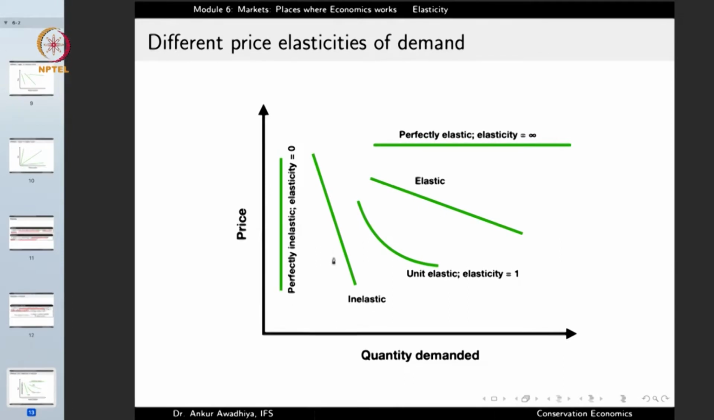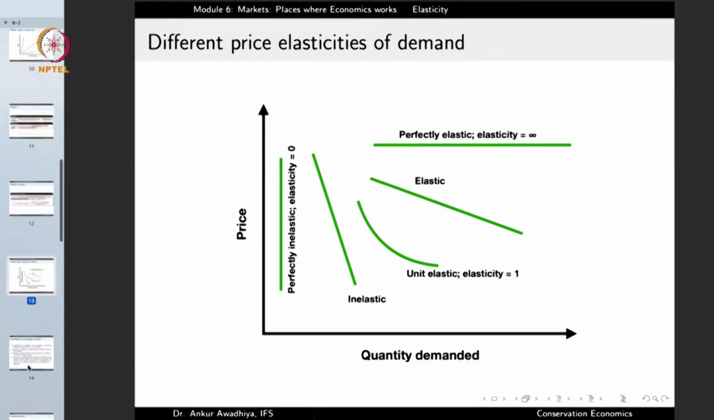Now, when you have a demand curve like this, it is not completely vertical, but it is more towards an inelastic demand shape than an elastic demand shape. So we will call this still an inelastic demand curve, but it is less inelastic than, say, this inelastic demand curve. This demand curve, we will say is more elastic than this, but it is less elastic than the perfectly elastic demand curve, which is completely horizontal. So these are different price elasticities of demand.